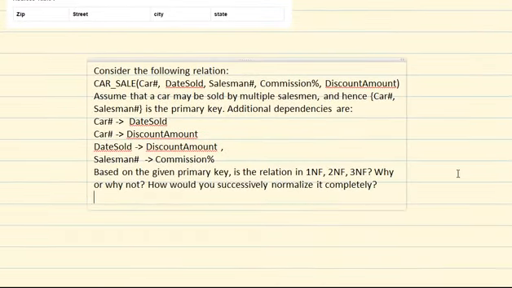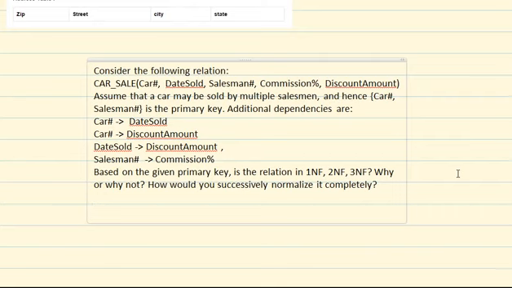All right. The question says that in the car sale, these are the fields given. Assume that the car may be sold by multiple salesmen, and hence car number and salesman number together form the primary key. Additional dependencies are: car number determines date sold, car number determines discount amount, date sold determines the discount amount, and salesman number determines the commission percentage. Now, as mentioned above, the first step, if the primary key is not given, but since it's given in this question, would be to determine the primary key, because from there we can move forward and do the 2NF and 3NF normalization.